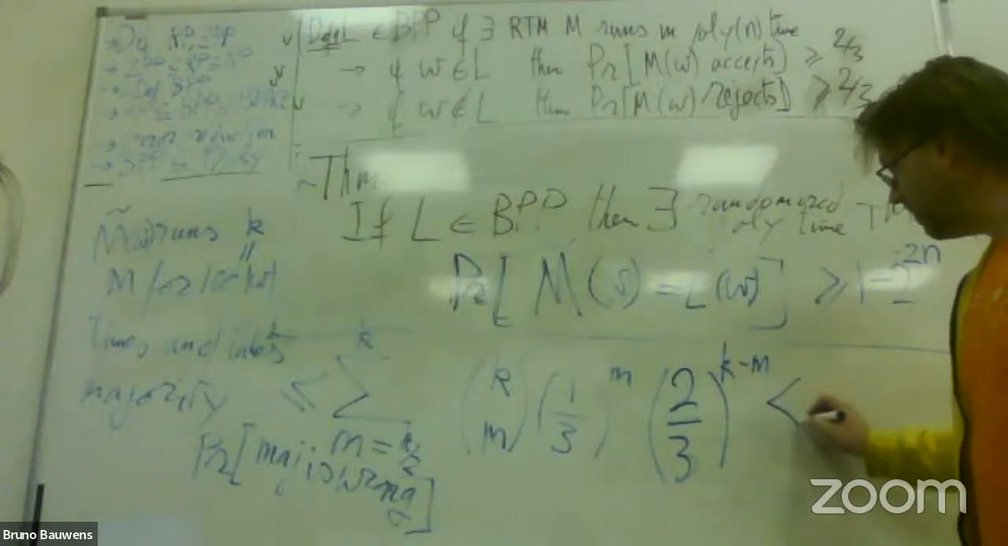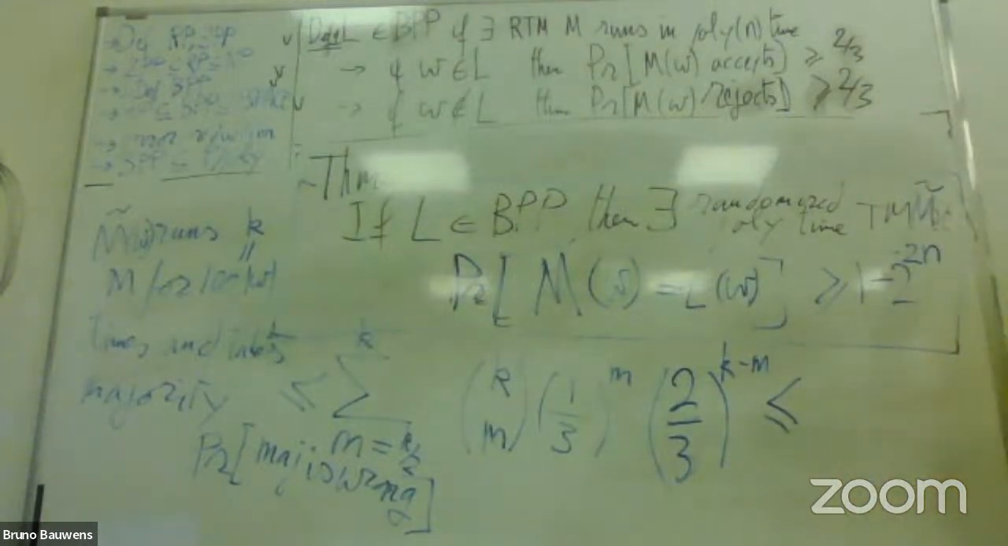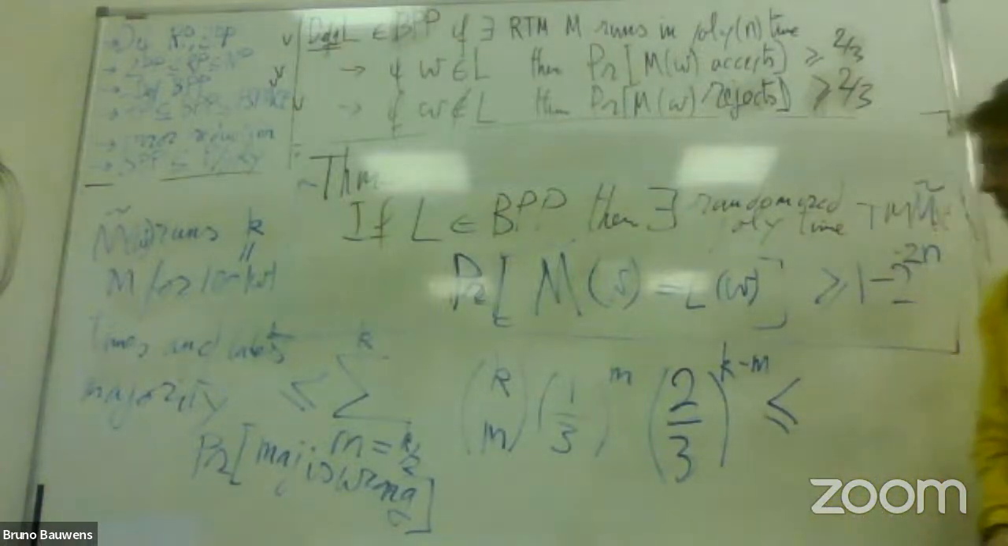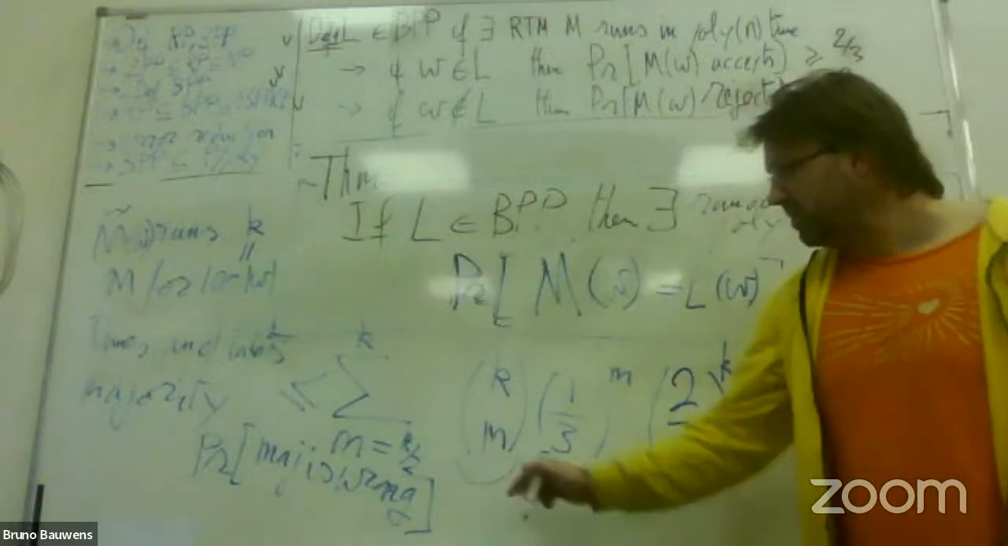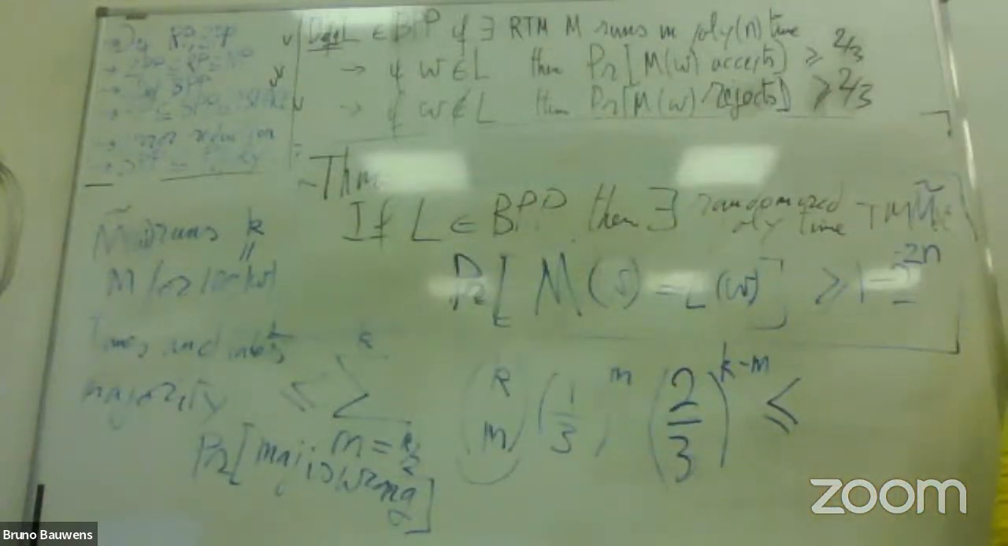Now we have to bound this probability. This binomial coefficient we can bound by 2 to the power K, as all the coefficients together sum to that.